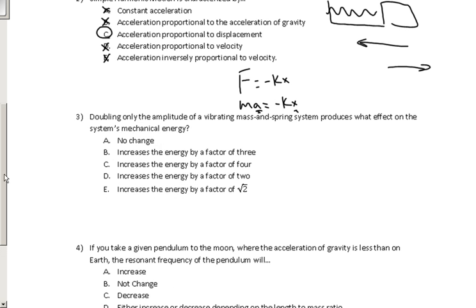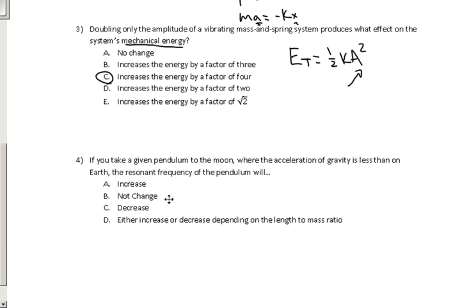Okay, as we go through, doubling only the amplitude of a vibrating mass and spring system produces what effect on the mechanical energy of the system? Well, again, we remember that E total is 1/2 Ka squared, so if we double our A, we increase our energy by a factor of 4.